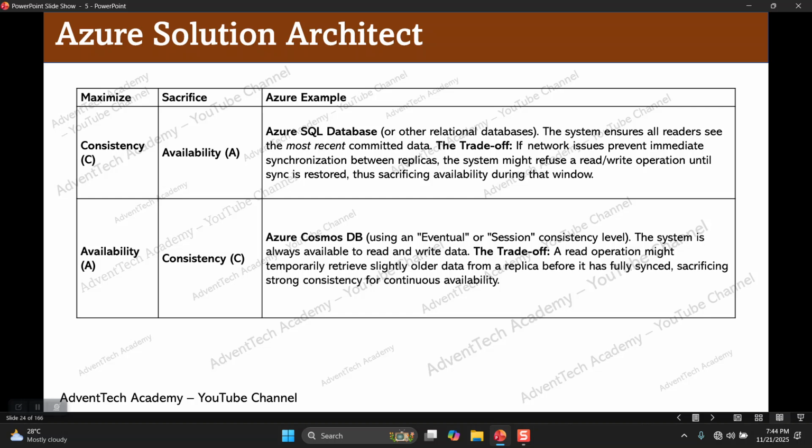If you want to maximize the availability, here the sacrifice is consistency. Like if you are deploying Azure Cosmos DB using an eventual or session consistency level, the system is always available to read and write data. But the trade-off is that a read operation might temporarily retrieve slightly older data from a replica before it has fully synced.